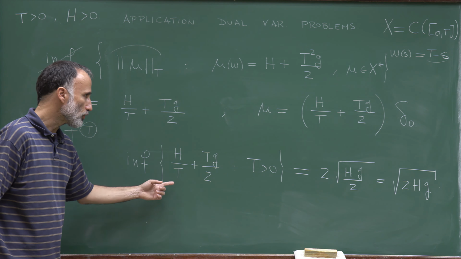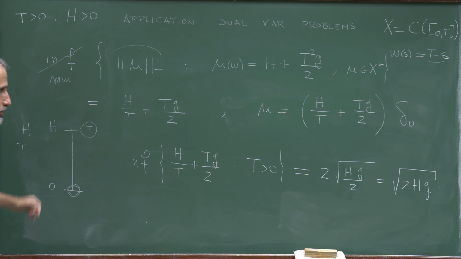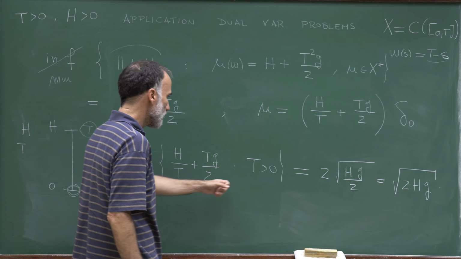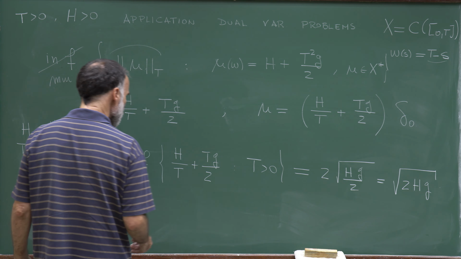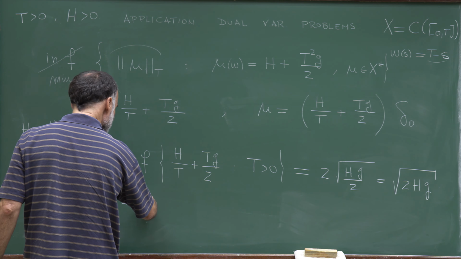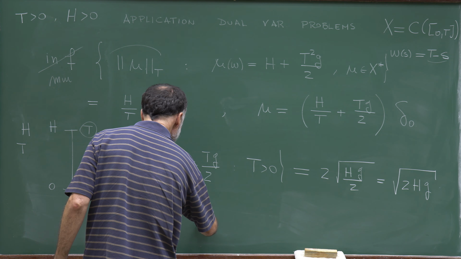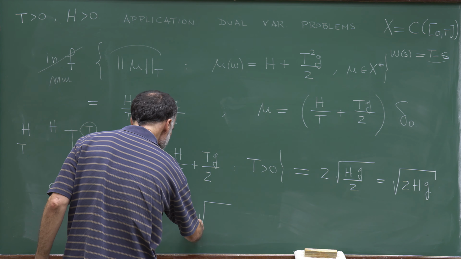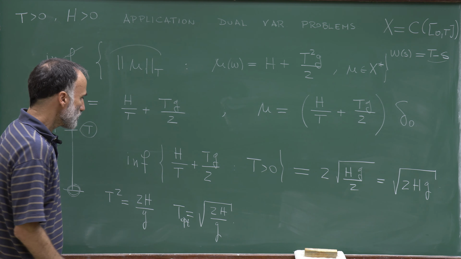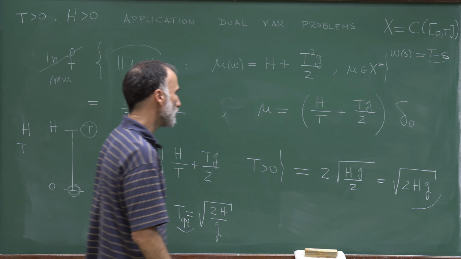So if you minimize that over all possible t's, you get that the minimal cost to send your rocket to height h is given by the square root of 2 times the height times g. And the optimal time t is the one which minimizes this expression. So what you get is that t squared is equal to 2h divided by g. So the optimal time, let me call that t optimal, is the square root of 2h divided by g. So this is the optimal time. With that time, this is the optimal cost.